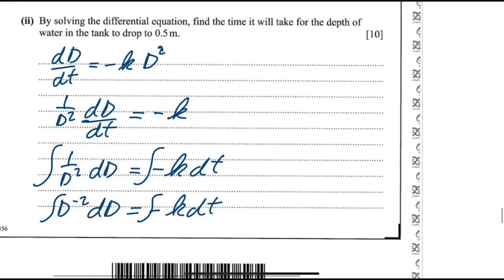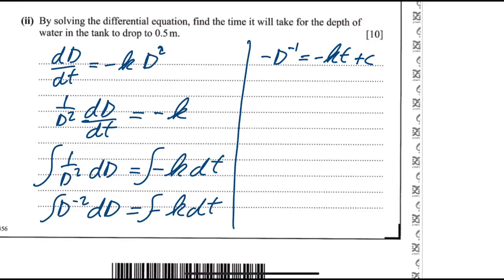I'm just going to do that here so that we can see it. Integrate the left-hand side: raise the power by 1 and divide by the new power. You will get minus D to the minus 1. Integrate the right-hand side, you'll get minus kt plus c. Okay, that is the same. You can change the sign of everything there.